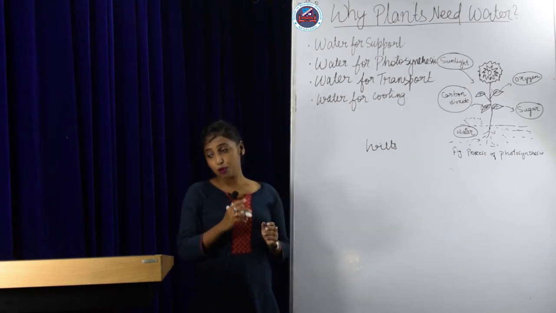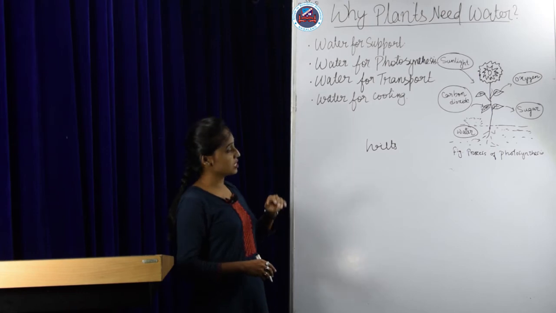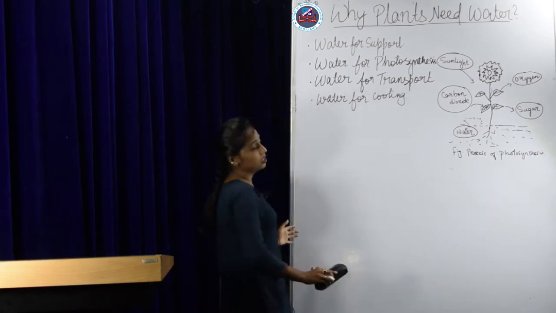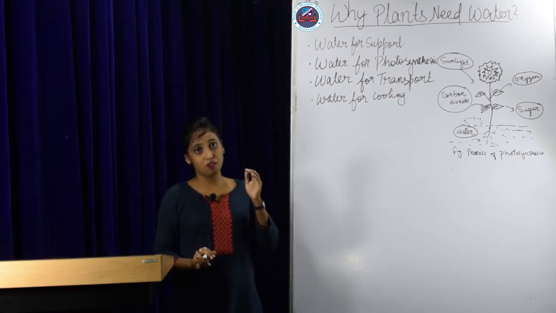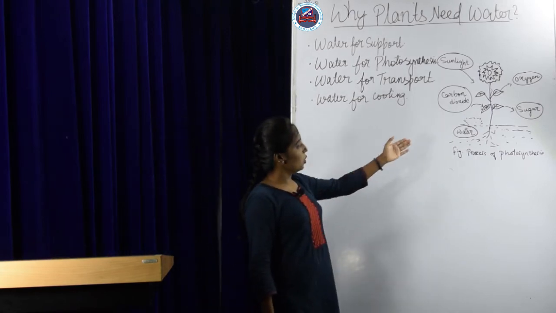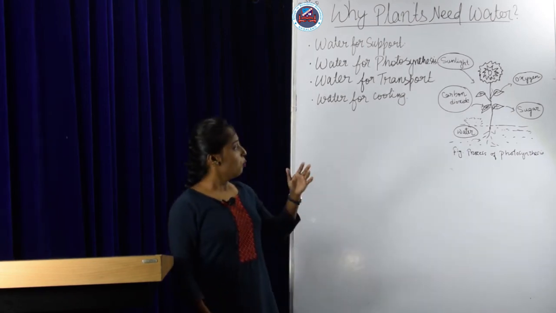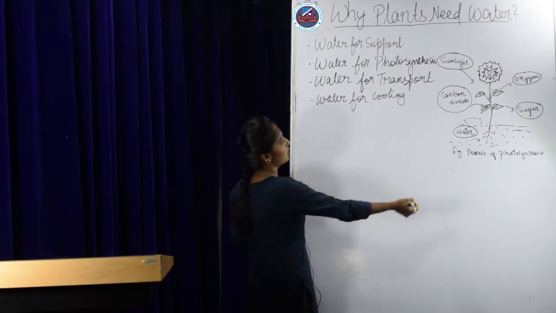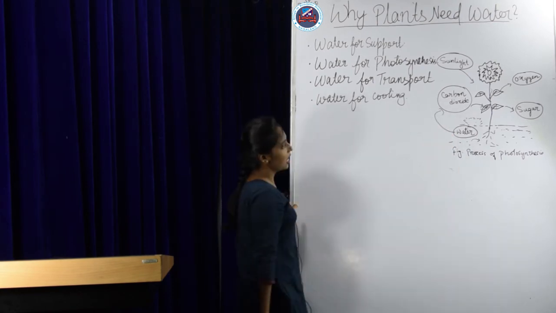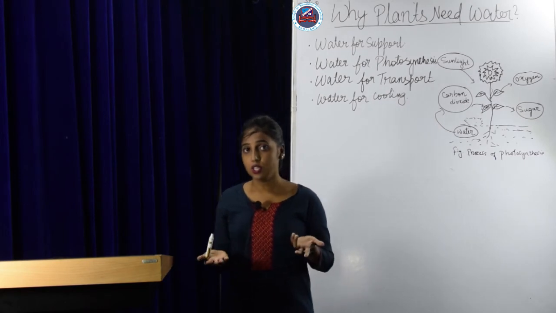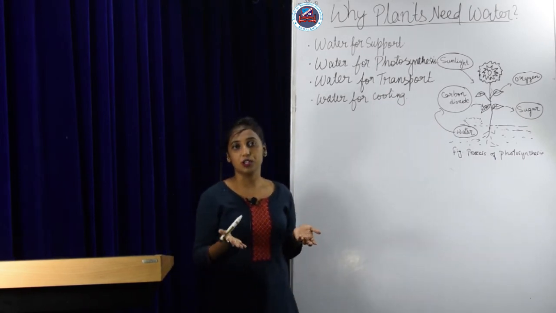Now the next point here is water for photosynthesis. As I have already explained what photosynthesis is and what the role of water is in photosynthesis, you know that without water, the process of photosynthesis cannot take place. What does water do? It combines with carbon dioxide and produces glucose or carbohydrates, which are the suppliers of energy for the plant.